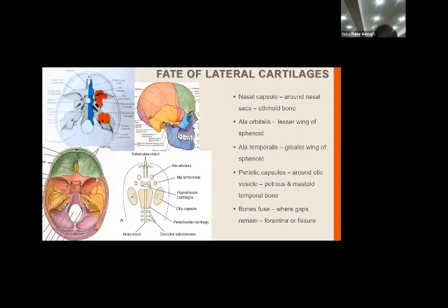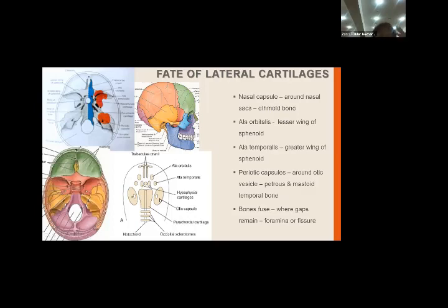ये सारी जो bone है, this is the greater wing of sphenoid, और ये बेटा, this is the lesser wing of sphenoid. ये body of the sphenoid थी जो midline cartilage से develop हो रही थी. Lateral cartilages में ala orbitalis develops into lesser wing of sphenoid. Ala temporalis develops into greater wing of sphenoid. ठीक है. And then comes the otic capsules या periotic capsules.